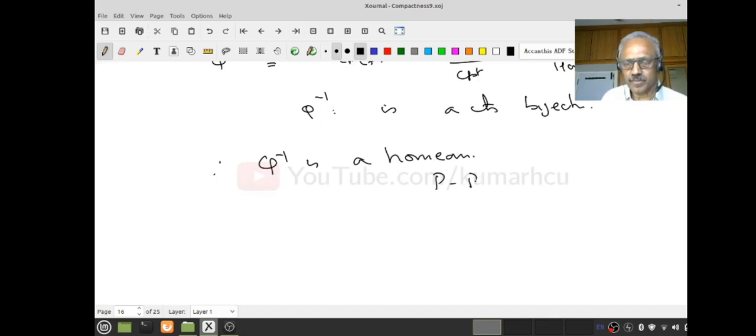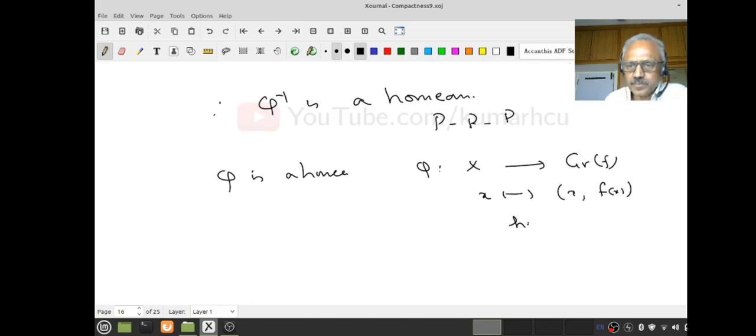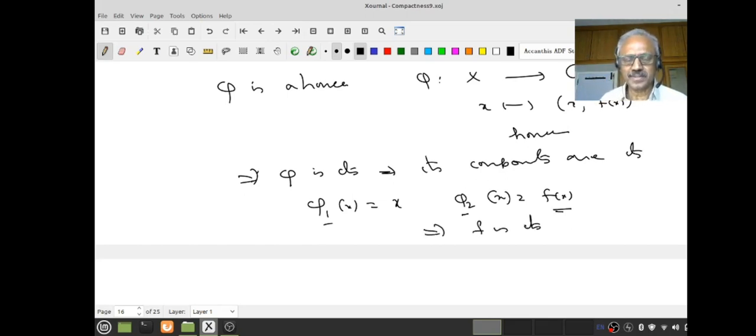So, pause, review, proceed. This is very easy. Since phi inverse is a homeomorphism, phi is a homeomorphism. What is phi? Phi is the map x to graph of f, the map x going to (x, fx). This is a homeomorphism. Therefore, in particular, phi is continuous. This implies its components are continuous. What are its components? Phi 1 of x is x. We had already seen it. Phi 2 of x is fx. Since phi is continuous, phi 1 is continuous and phi 2 is continuous. That means f is continuous. Okay, that's it.